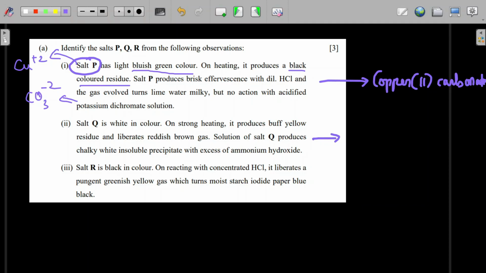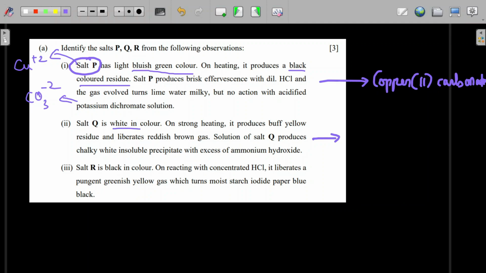Isha, can you read the next one? Salt Q is white in color. On strong heating, it produces buff yellow residue and liberates reddish brown gas. Solution of salt Q produces chalky white insoluble precipitate with excess of ammonium hydroxide. Okay. Can you identify the cation and anion?